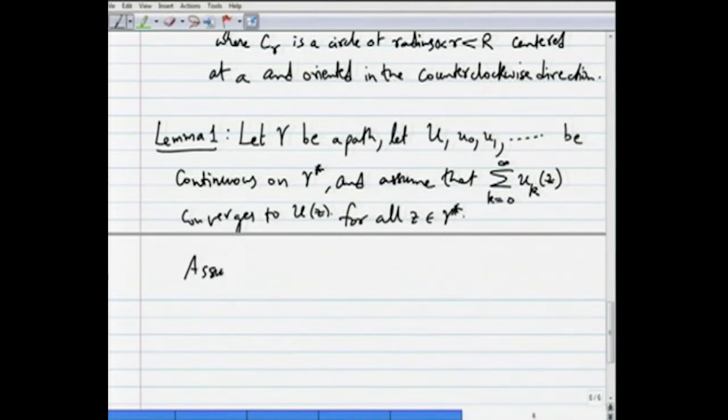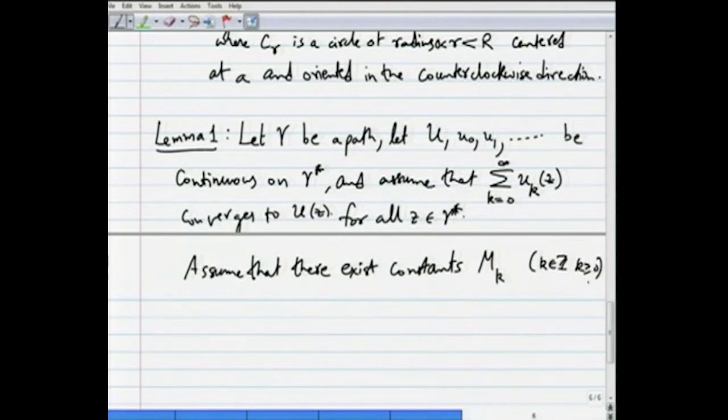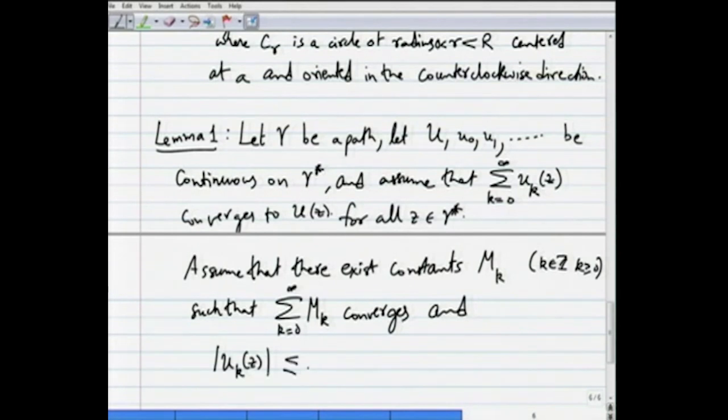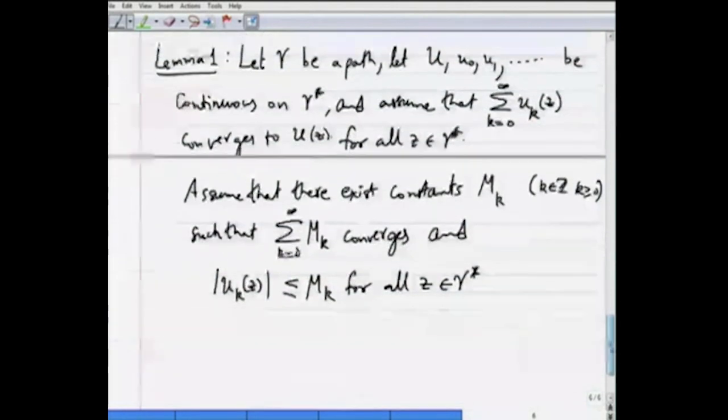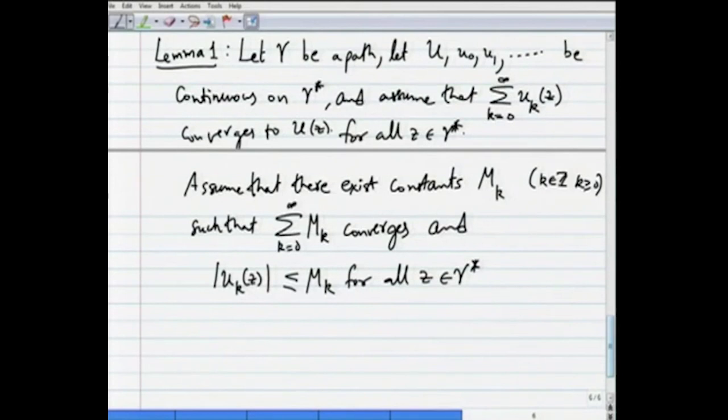Now, assume that there exist constants M_k, k belongs to the non-negative integers, k greater than or equal to 0, such that the sum of M_k, k equals 0 through infinity, converges, and these M_k's are related to the u_k's as follows: the modulus of u_k of z is less than or equal to M_k for all z belongs to the trace of gamma. So, for any z in the trace of gamma, the modulus of u_k of z is less than or equal to M_k.